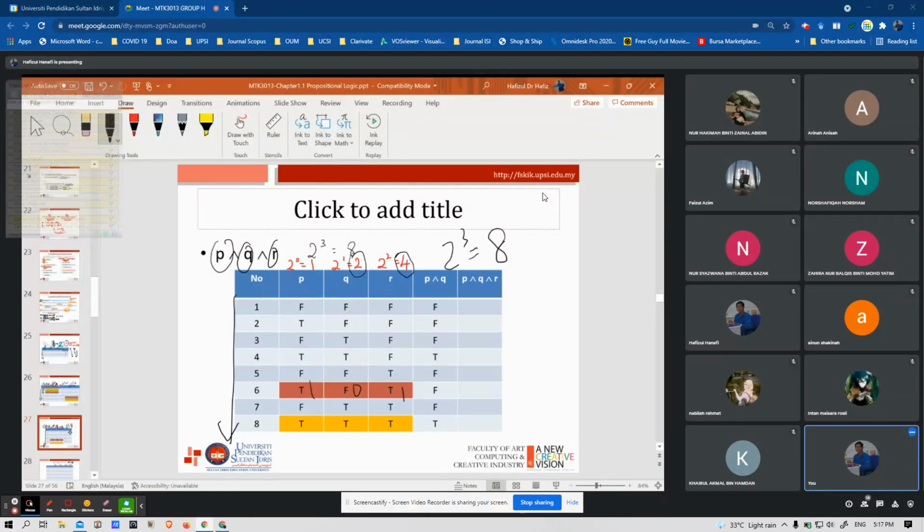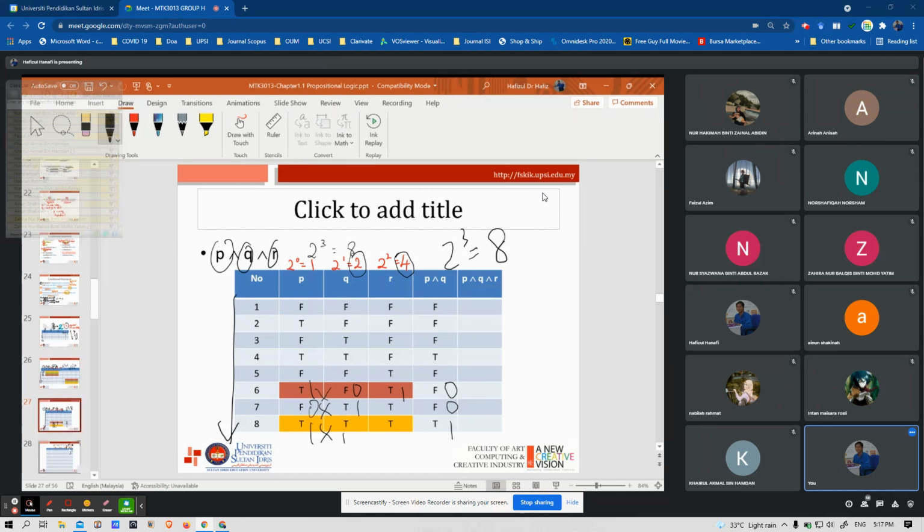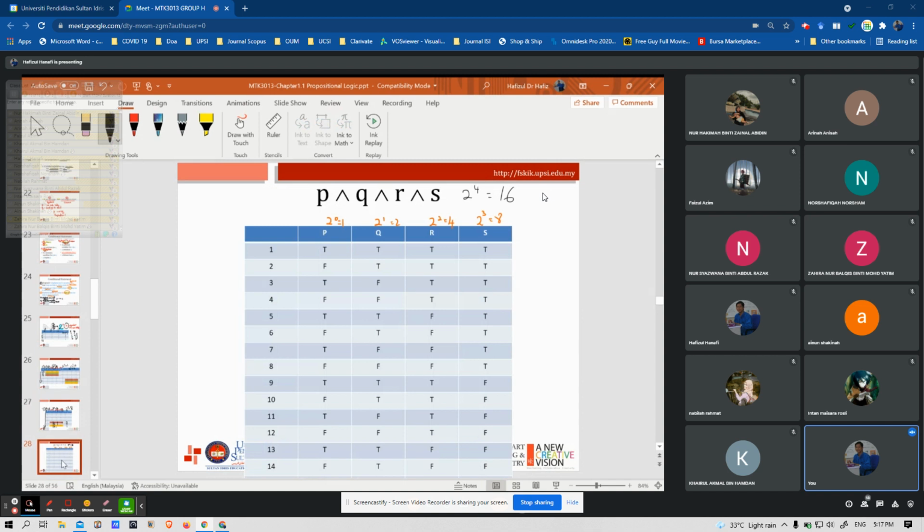P and Q, n is multiply. 1 multiplied by 0 is 0, and so on. Okay, we have 0 multiplied by 1 is false, 0. Okay, 1 multiplied by 1 is equivalent to 1. Okay, here we have 4 variables. 2 power of 4 is equivalent to 16. Okay, they have 1 until 16.